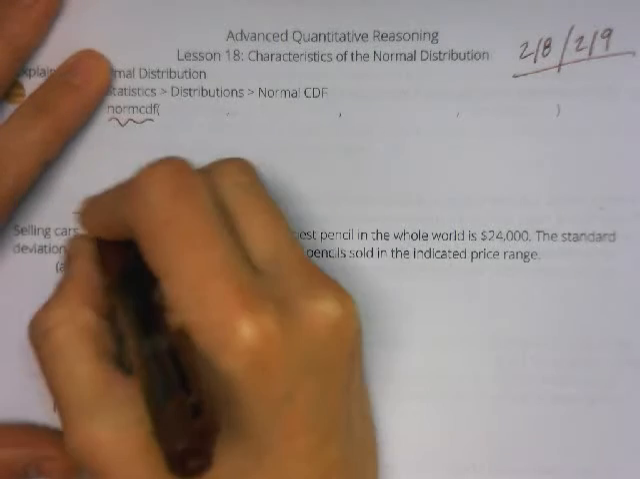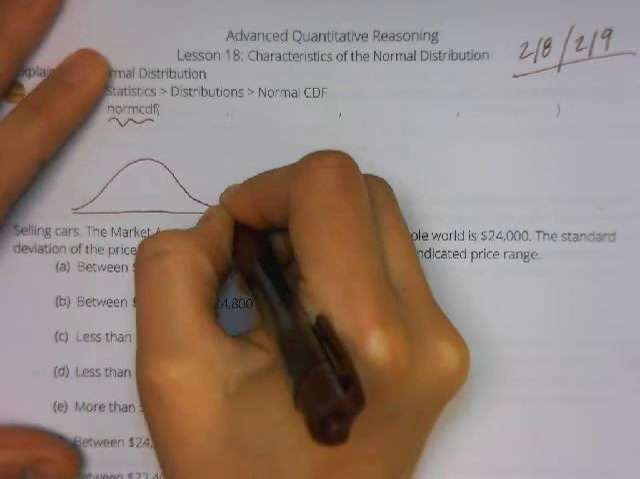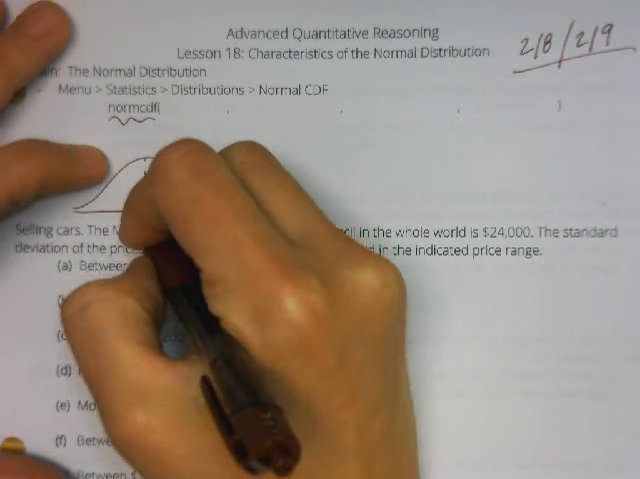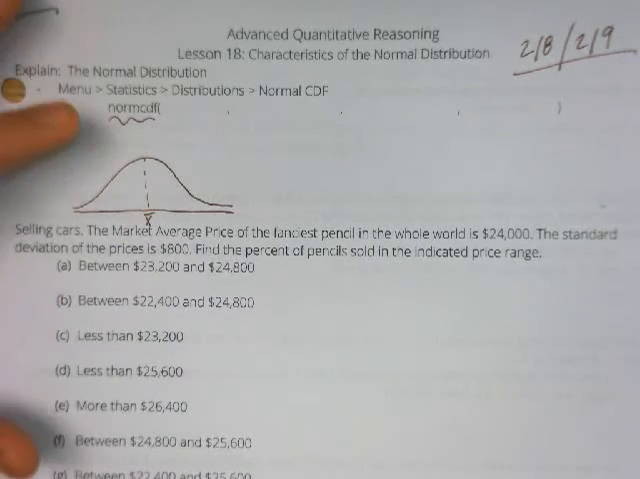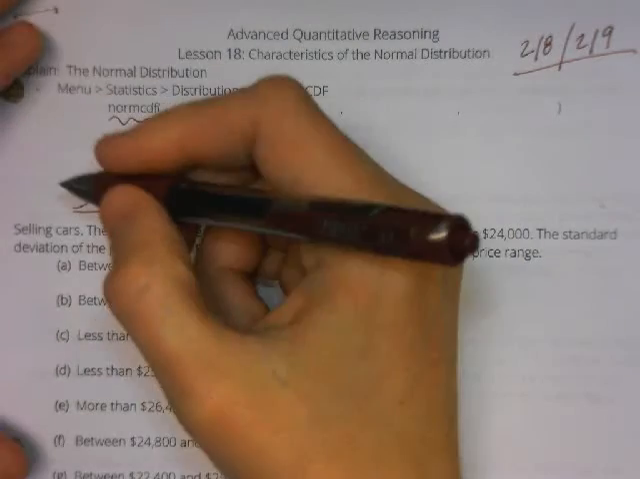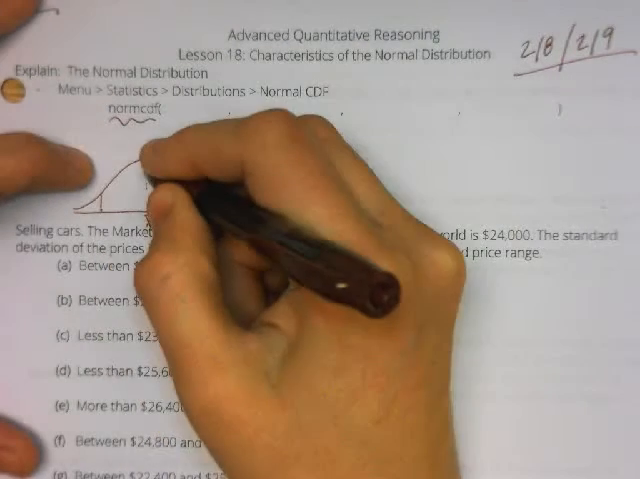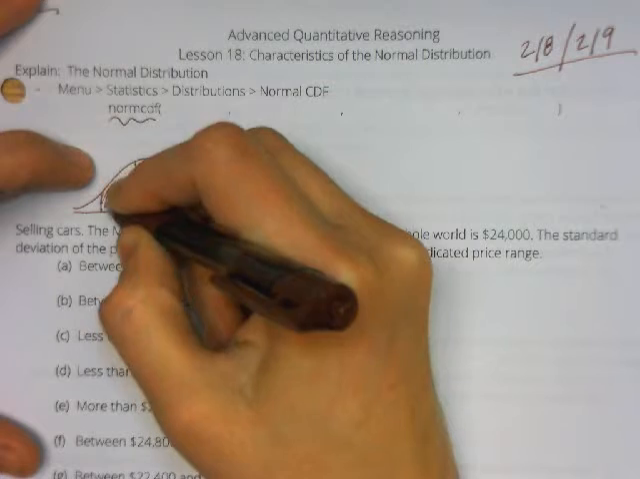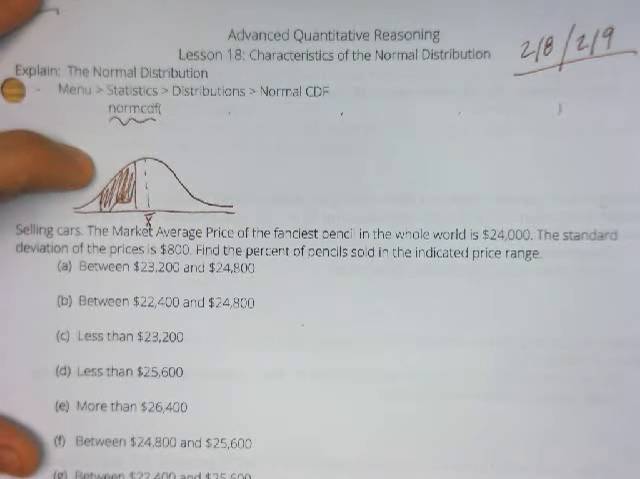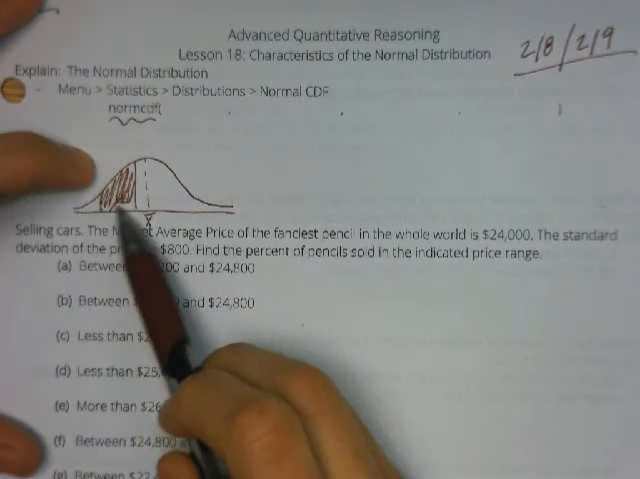So here's just a quick graphic of the normal distribution. Right down the middle, that's your average or your mean. Sometimes you will be given two values and you're going to be asked to find the percentage of the area represented between those two values.